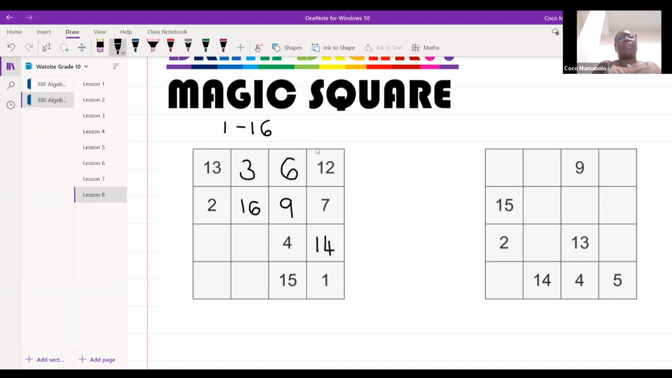13, 3, 6, and 12. Yeah, we've got that one. 13, 2, 10. Where am I putting this 10 specifically? Where am I putting it? Because there are 2 open slots. I've got this slot and that slot open. Where am I putting it? Under 2. 10 below 2. Okay, let's put 10 over here.